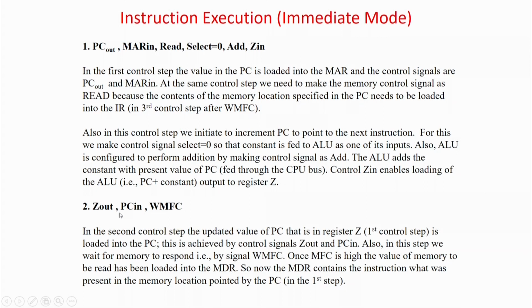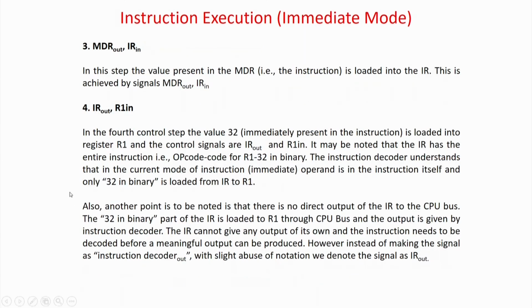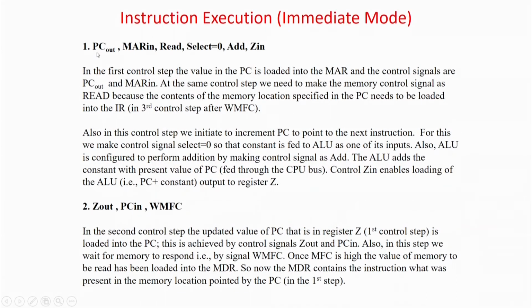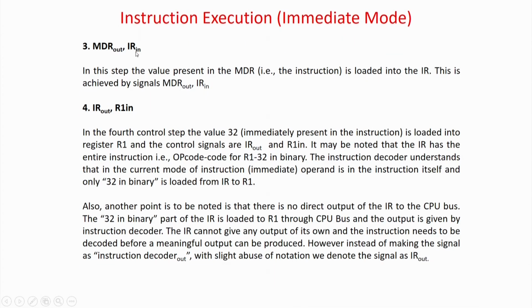That means the output, that is PC equal to PC plus constant, will be loaded into the PC via a bus, and we are waiting till the memory sends the signal that it is ready. Once it is ready, the output of the memory data register, which now has the instruction, load R1 32, will be loaded into the instruction register. So, these 3 stages, as we have already seen, basically correspond to fetch.